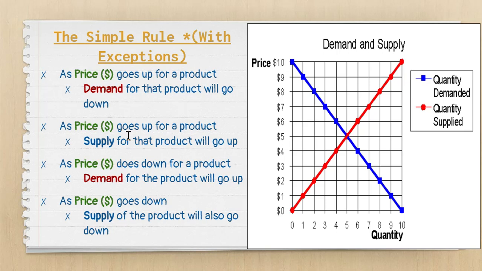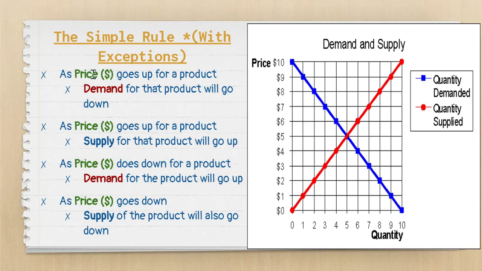So again, we're looking at price, and we're looking at how much to give or supply. And there are some simple rules we need to follow. Now, there are exceptions. If you get into more advanced economics, you're going to learn there are absolutely exceptions to this rule. But at the very basic level, let's try to figure out what happens when price goes up and price goes down.